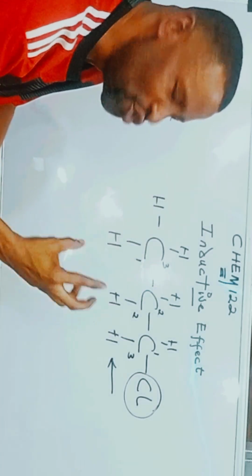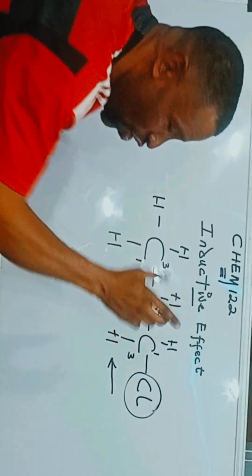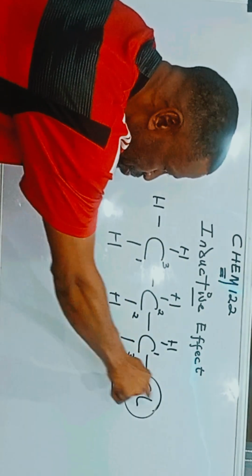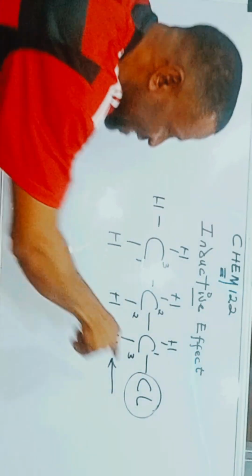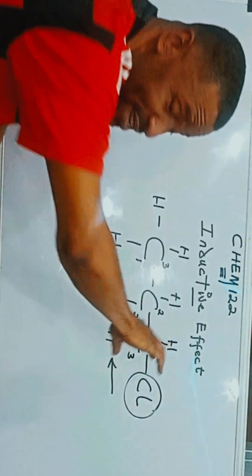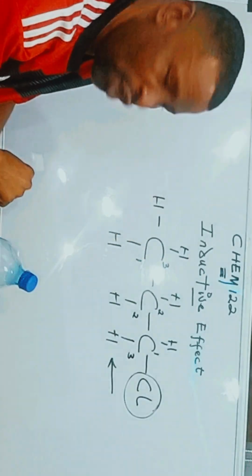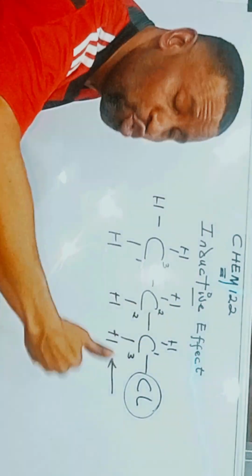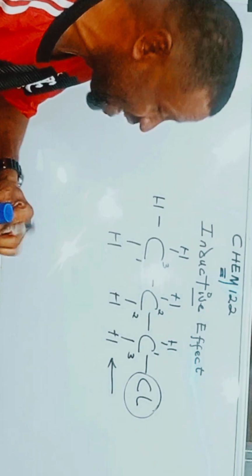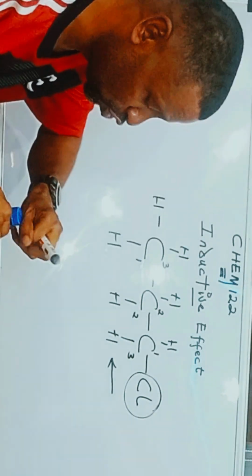A substituent group is an atom or group of atoms that replaces hydrogen in an organic structure. This is supposed to be propane, and this place is supposed to be the position of hydrogen. But that hydrogen position has been taken by chlorine. It means hydrogen has been removed and its position has been taken by chlorine. So chlorine here is called a substituent group. An atom or group of atoms that replaces hydrogen in an organic structure is a substituent group. So that chloro group there is a substituent group.